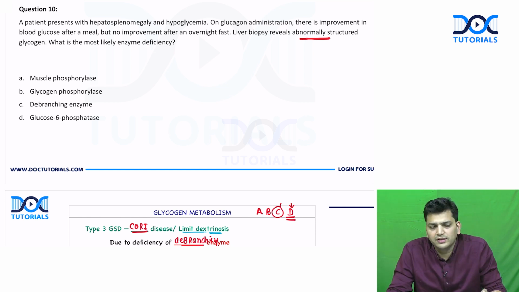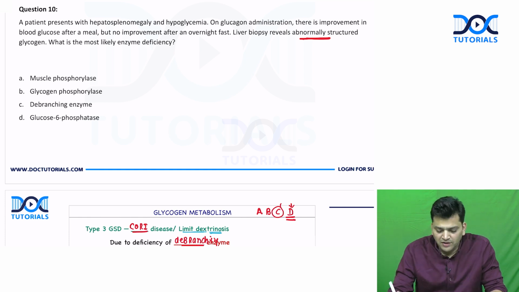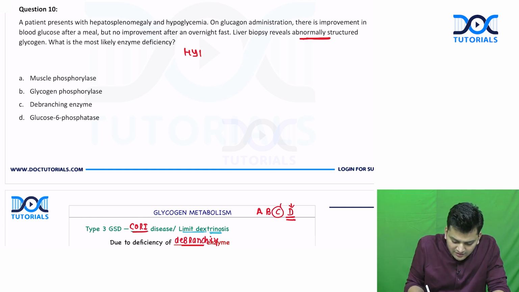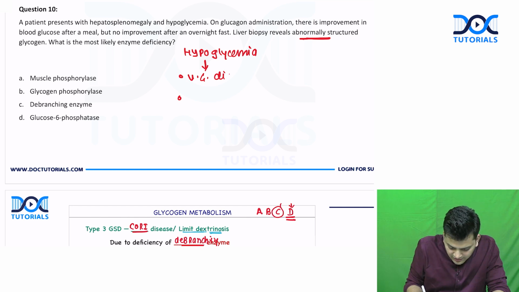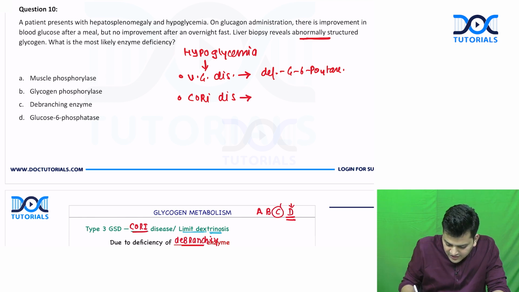See, first question is, it's related to glycogen metabolism. It's a glycogen storage disease. And I told you that whenever there is hypoglycemia related to glycogen storage disease, two diseases should come to your mind immediately. One is going to be von Gierke's disease, and second is Cori disease. Von Gierke's is due to deficiency of glucose 6-phosphatase. And Cori disease is due to deficiency of debranching enzyme.